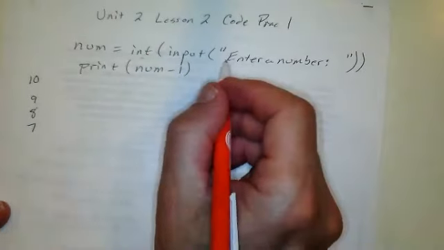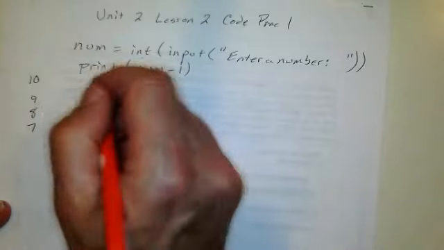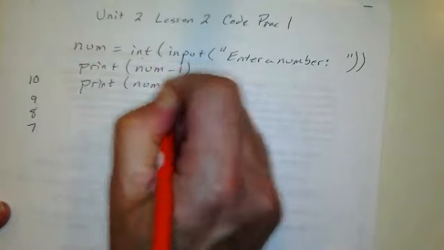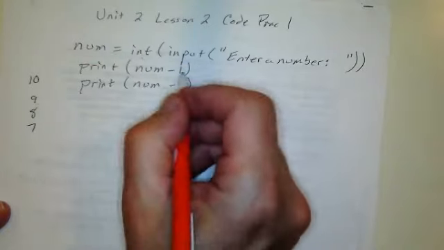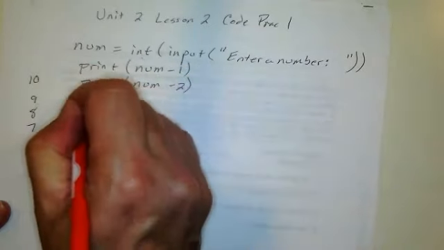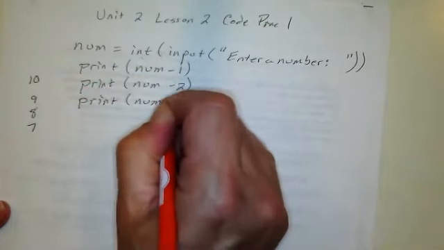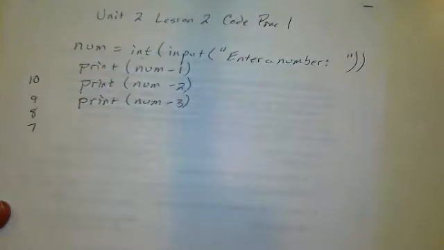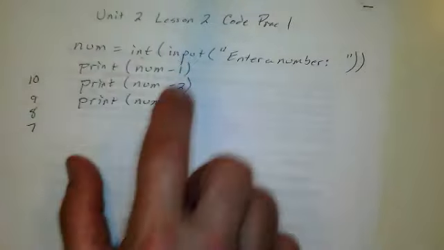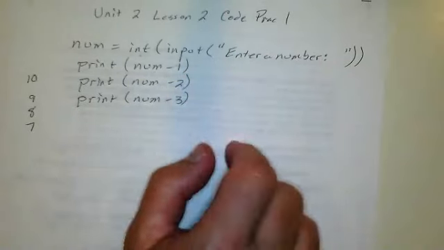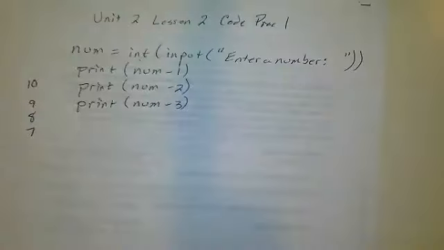So if I put in 10, then the next number is going to print as 9. Do the same thing again, print num minus 2, because 10 minus 1 is 9, 10 minus 2 is 8, and of course then the last line will be print num minus 3. Okay, and that's plain and simple. That's all there is to this one. Putting them in order, put in a number, it'll take that number minus 1 and print it, the number minus 2, print it, and the number minus 3, and print it.